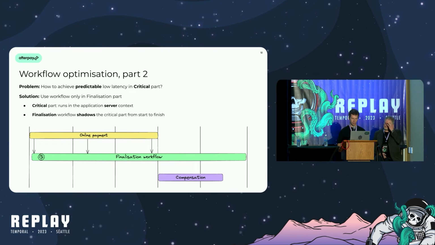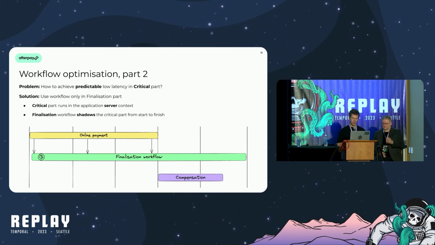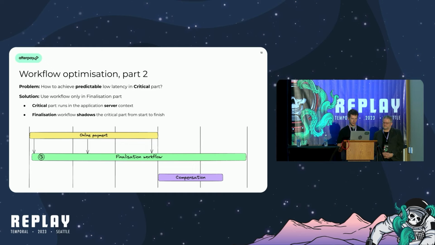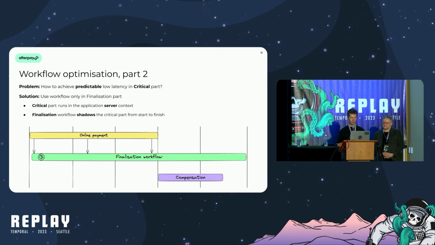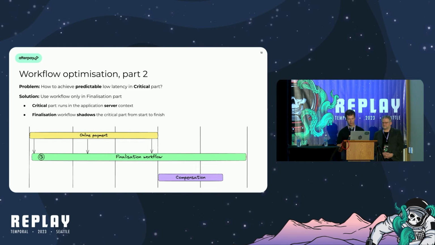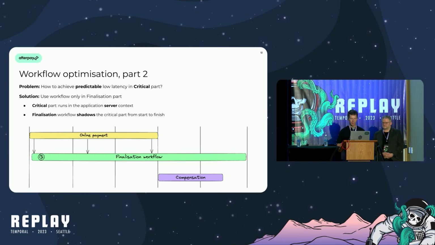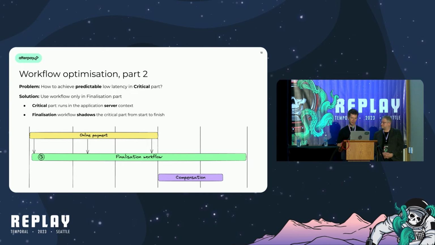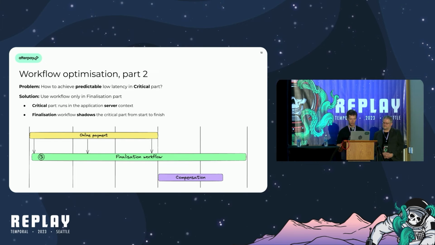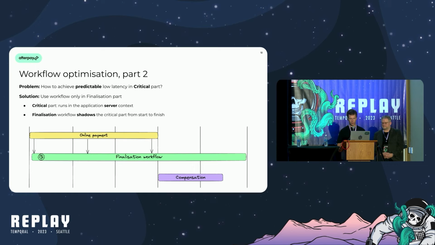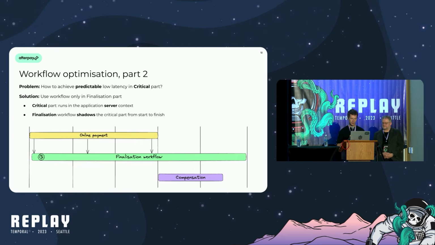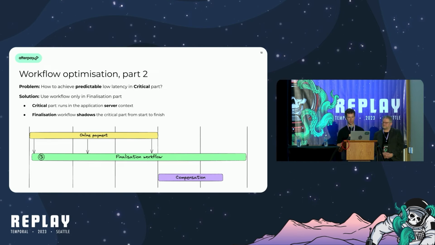What are the benefits of this approach? First, Temporal-related overhead is almost completely removed from the critical part, so it runs fast. And the finalization workflow runs all activities asynchronously and durably, using appropriate timeouts and retry policies. As a result, we reduce the overall latency of our process and make the critical part execution more predictable. On the downside, the critical part loses all Temporal benefits like reliable or durable execution, but we still achieve eventual consistency and resilience to failure because we have the finalization workflow.